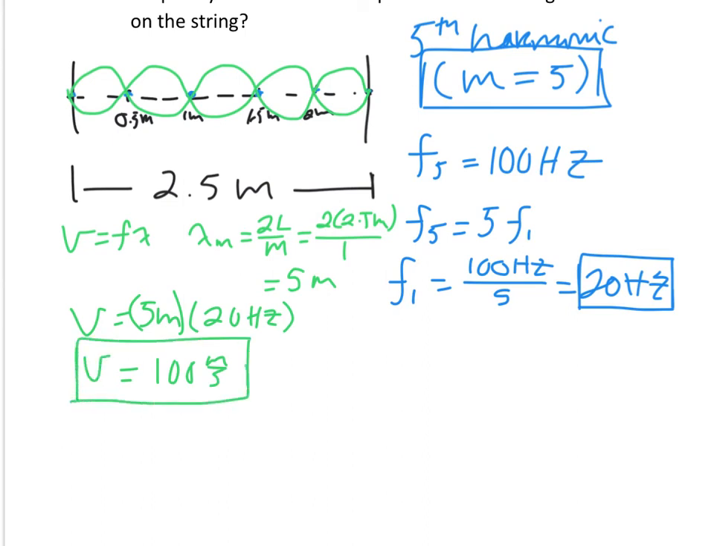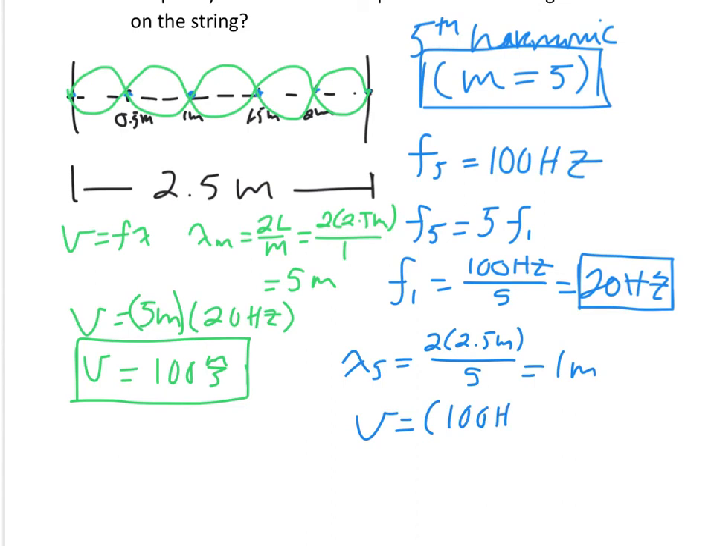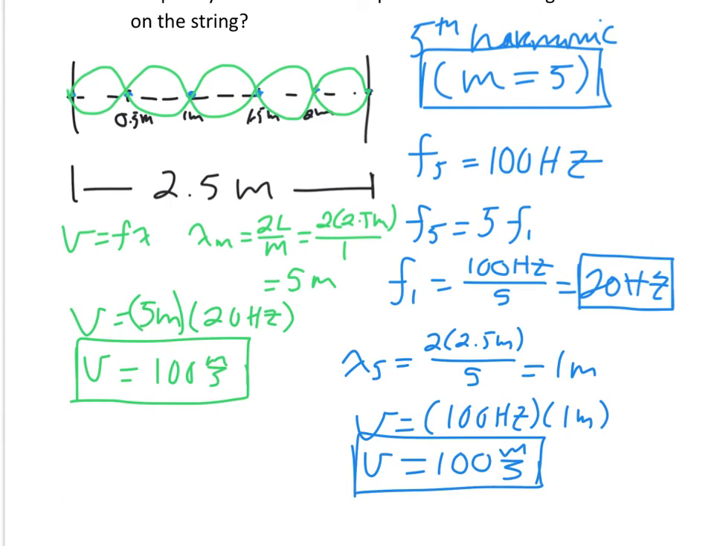Just to prove that speed is the same no matter what frequency you're dealing with, let's look at the fifth harmonic. So we knew that for the fifth harmonic, the frequency was equal to 100 hertz. Lambda for the fifth harmonic would equal 2 times 2.5 meters divided by 5. So lambda would equal 1 meter. Speed equals f lambda. So 100 hertz times 1 meter, or 100 meters per second. So again, just reinforcing that the only thing determining wave speed would be the medium. Since the medium here doesn't change, your frequency and wavelength will, but that speed will stay constant.